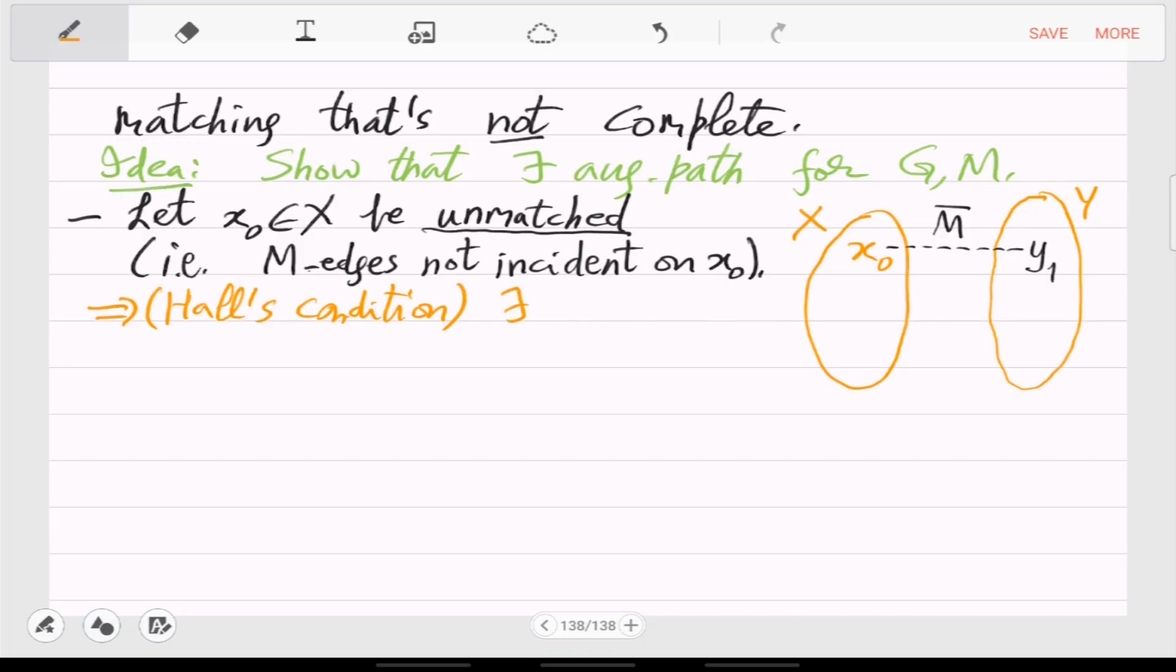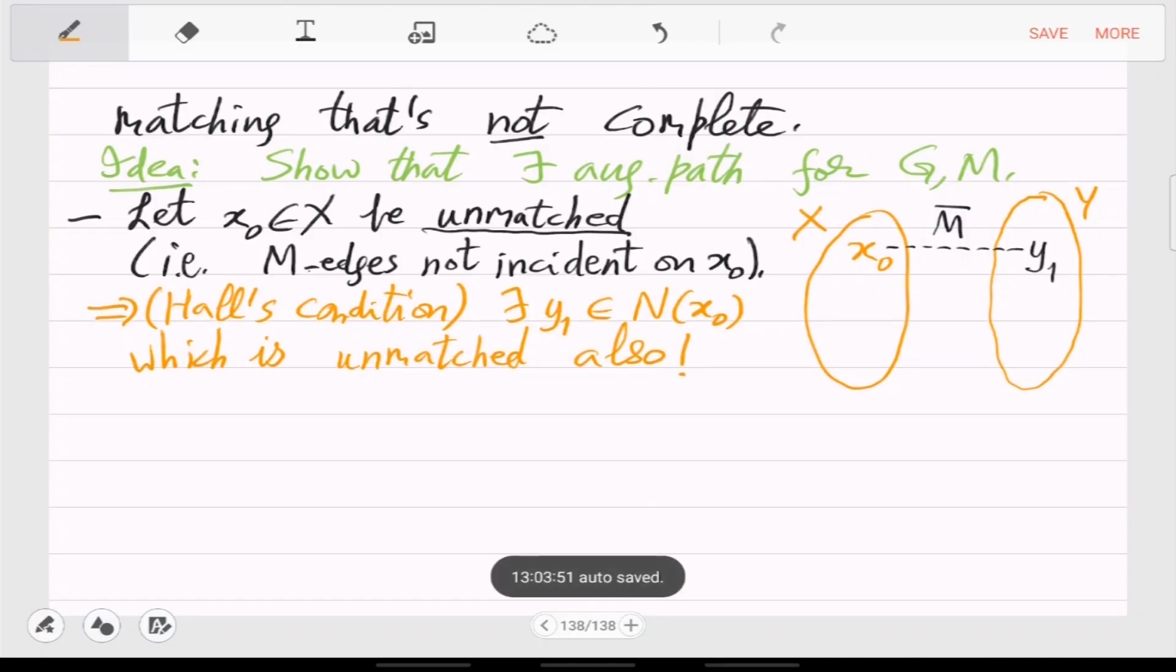There exists y1 in the neighborhood of x0 which is unmatched also. This is what you will basically repeat, and you will get the proof. You just have to repeat this.